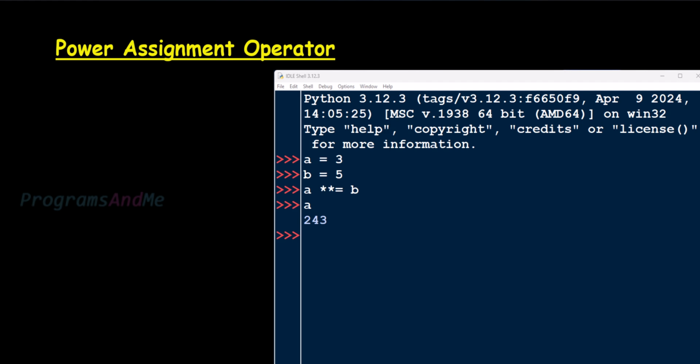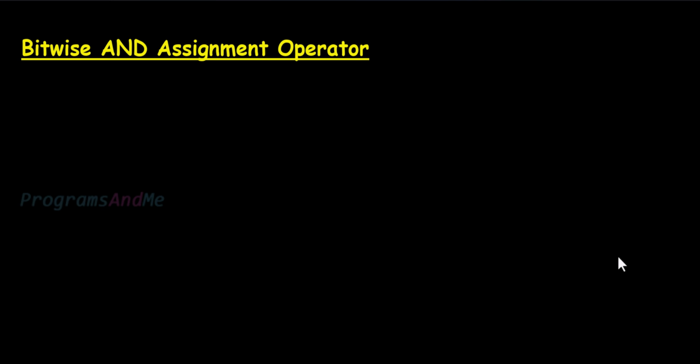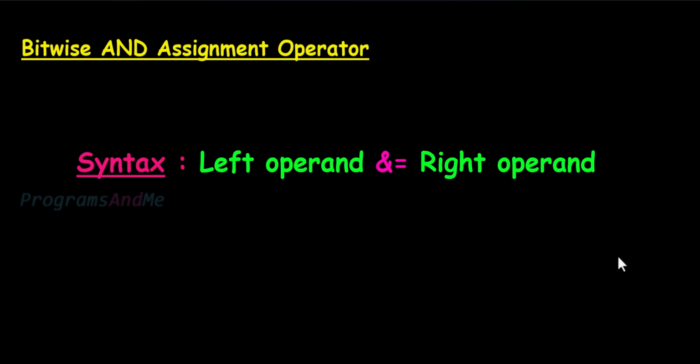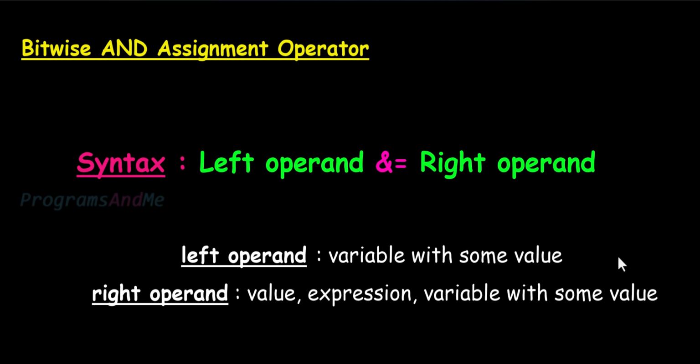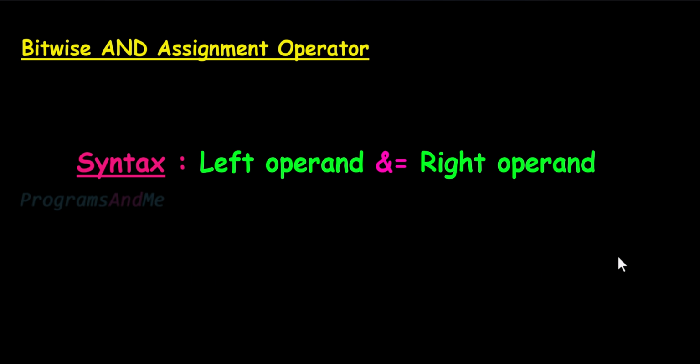Next assignment operator is the bitwise AND assignment operator. So the symbol is this, the bitwise AND operator followed by the assignment operator. The syntax is left operand, bitwise AND assignment operator, right operand. The left operand can be a variable which refers to some value. The right operand can be a value or an expression or a variable with some value. This operation is used to perform the bitwise AND operation on the operands and assign the result to the left operand.